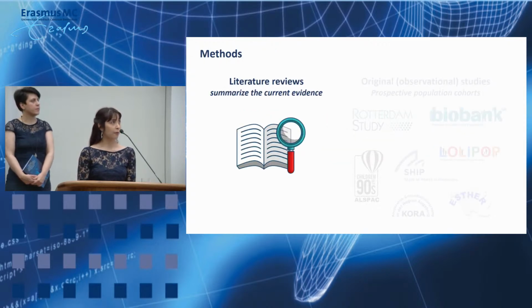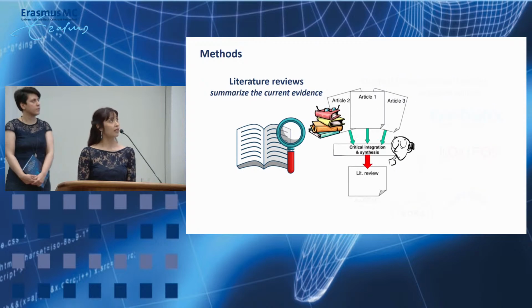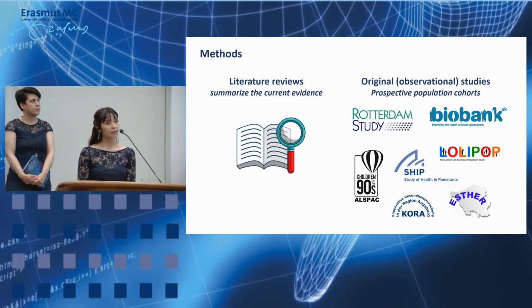For this purpose, I performed two approaches. One was literature reviews to summarize the available evidence in the topic of type 2 diabetes, epigenetics, and sex differences. And the second was the performance of original studies, specifically observational studies embedded in prospective population cohorts. I worked mainly with the Rotterdam Study and the UK Biobank, but I also had collaborations with cohorts from several other countries.